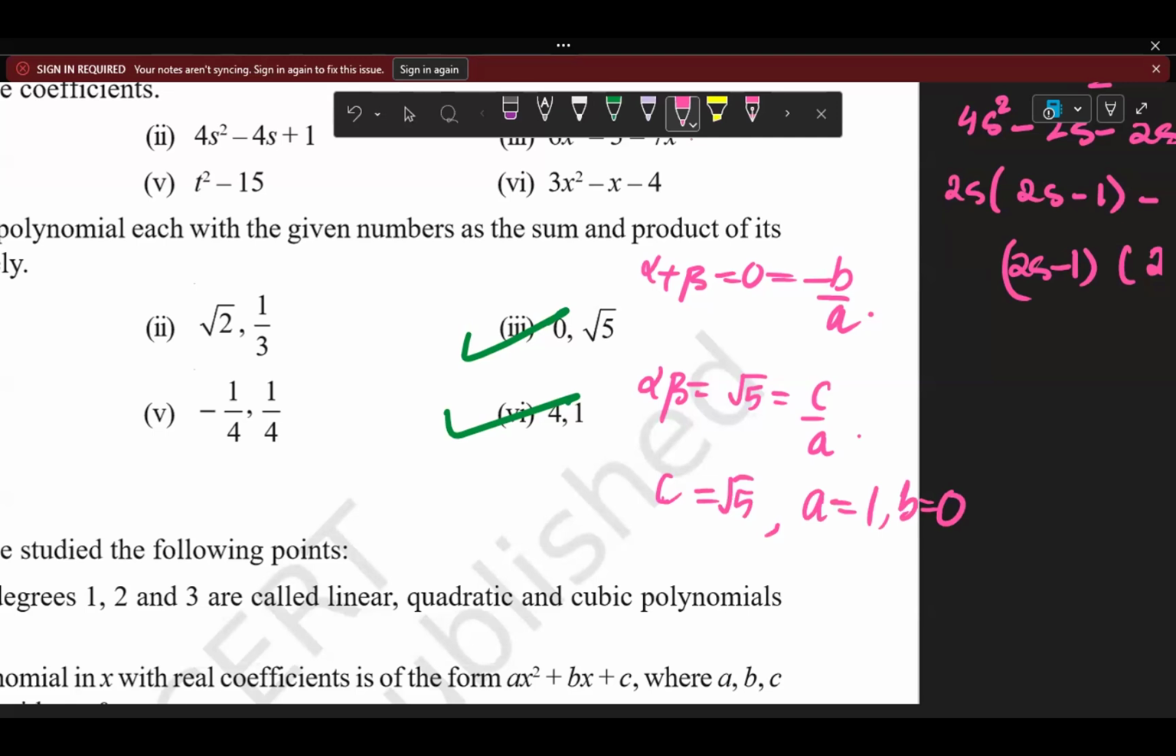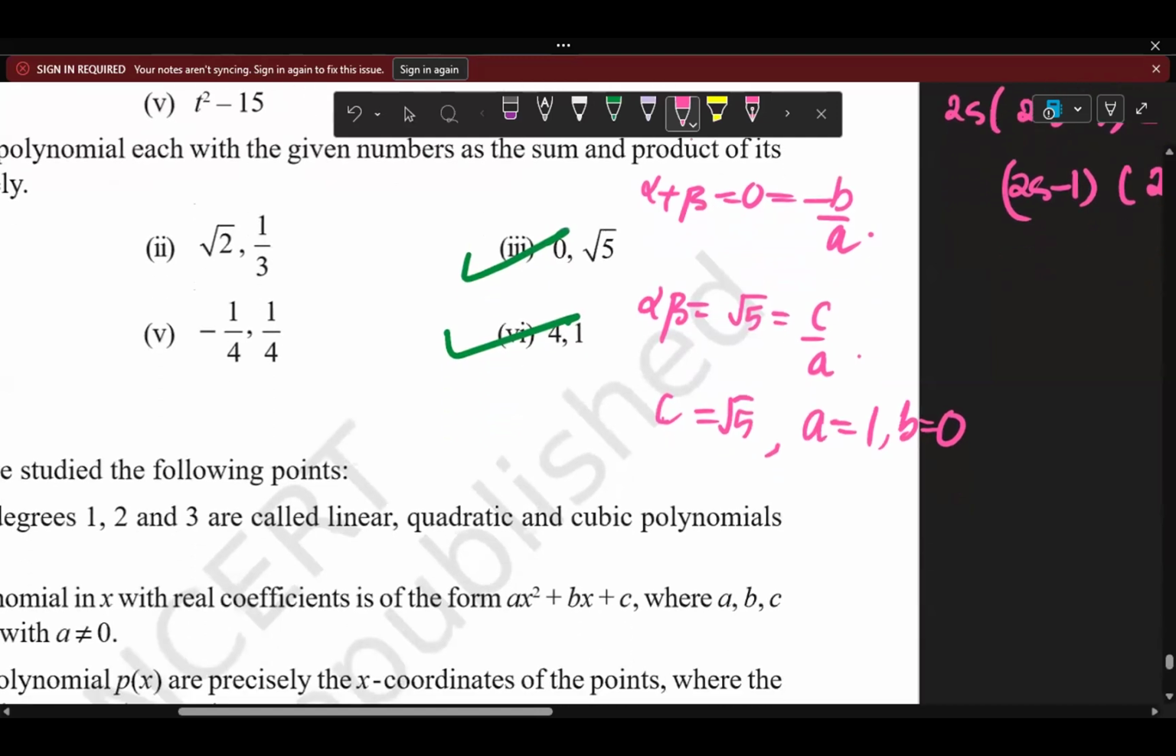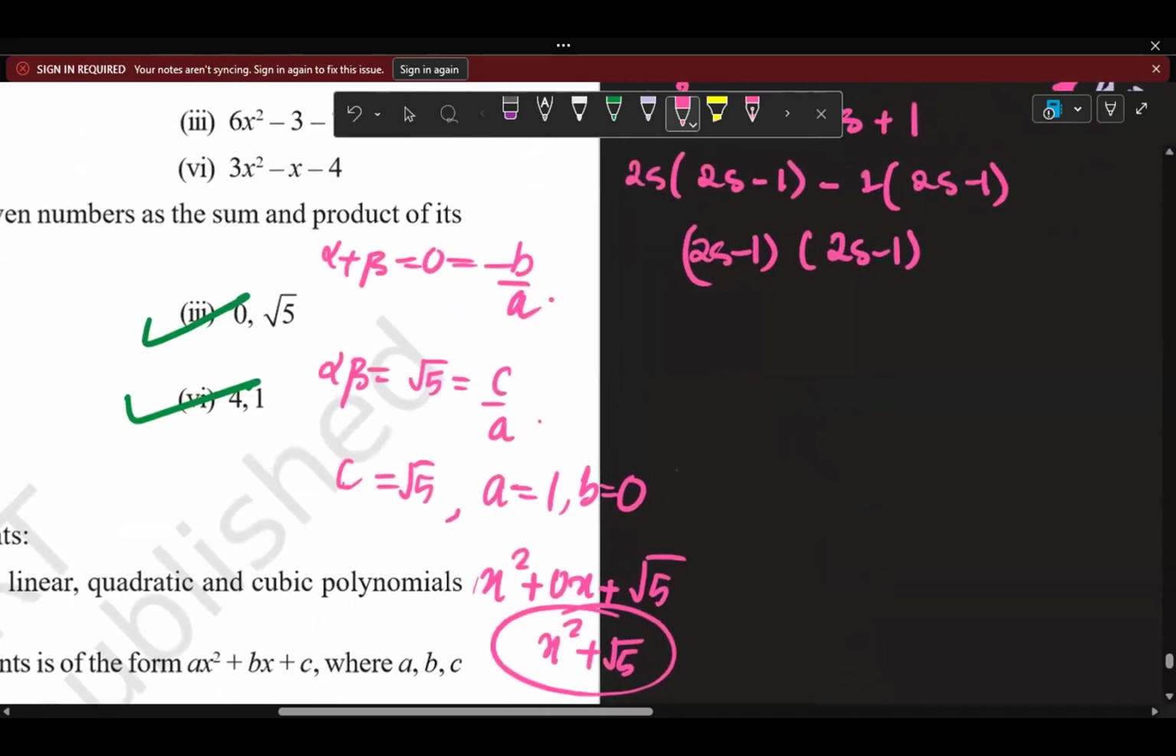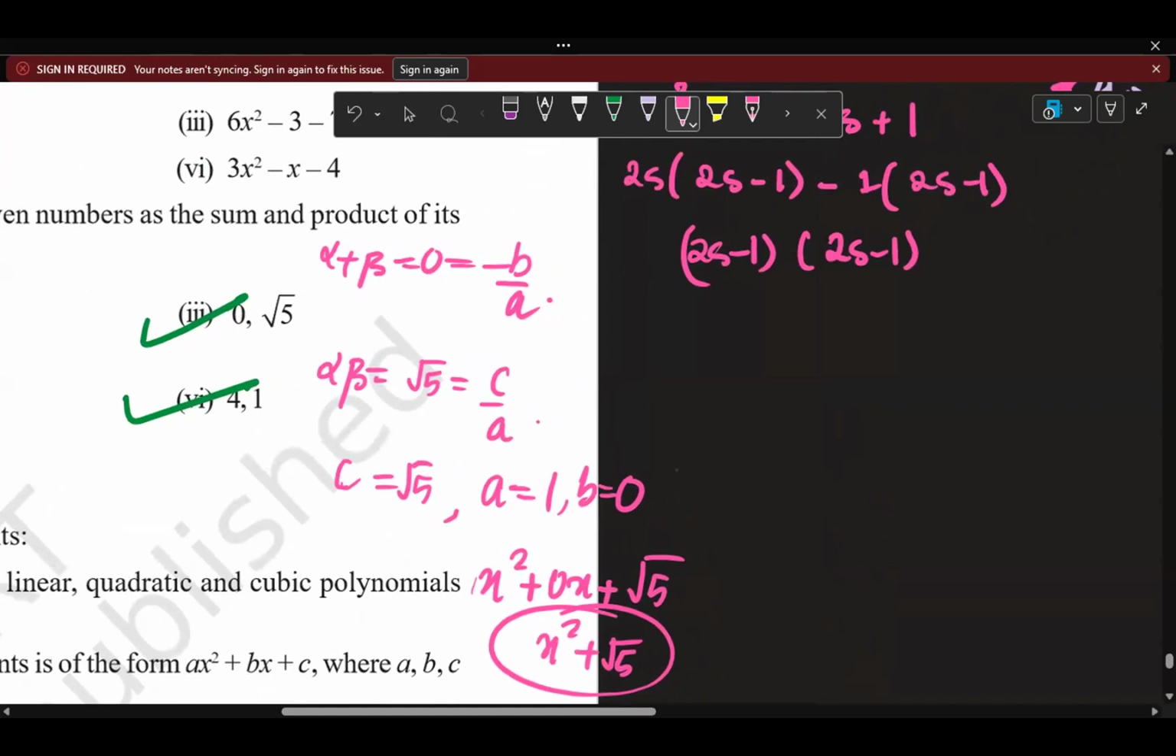Right, children? Yes, ma'am. Omer, are you focusing on the class? Yes, ma'am. So now it becomes ax square plus bx plus c. So x square plus 0x plus root 5. So our answer is actually x square plus root 5 only. Okay. The second one is 4 comma 1. So alpha plus beta is 4, and alpha into beta is 1.